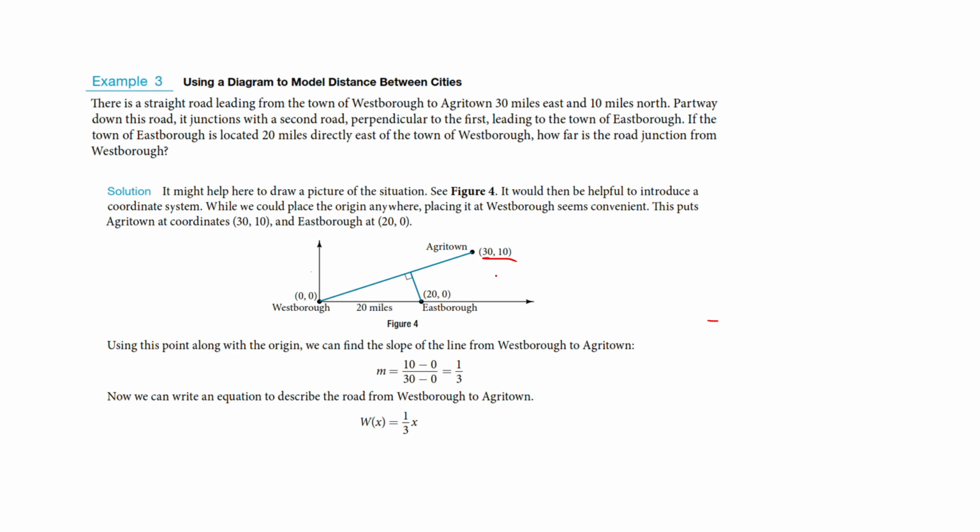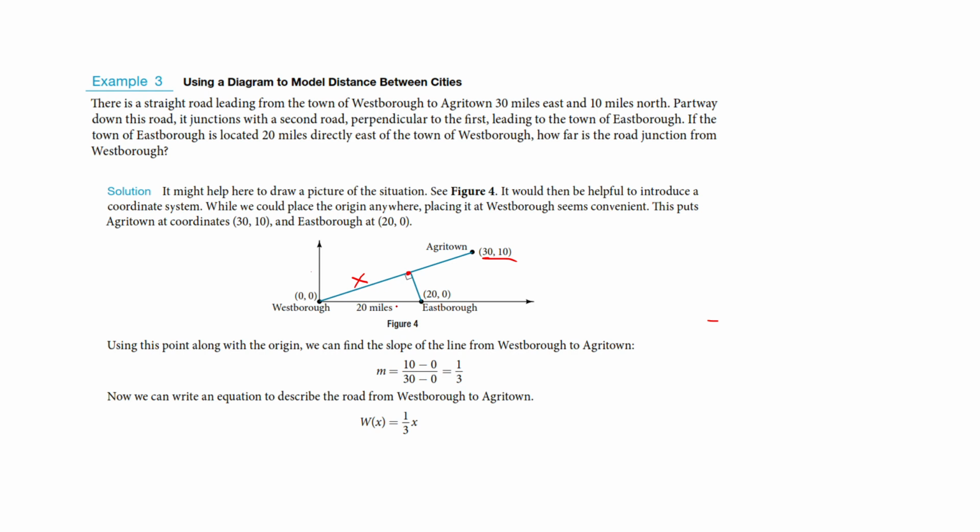Let me just read. Okay, so this picture is everything that we've got. There is some junction road that is perfectly perpendicular, and it's right here, creating this triangle. Now, what we want to do is find the distance. What are we looking for? How far is the road junction from Westboro? So we're looking for this. We want to know from Westboro to this junction point right at the end. So we're basically looking for that side of the triangle.